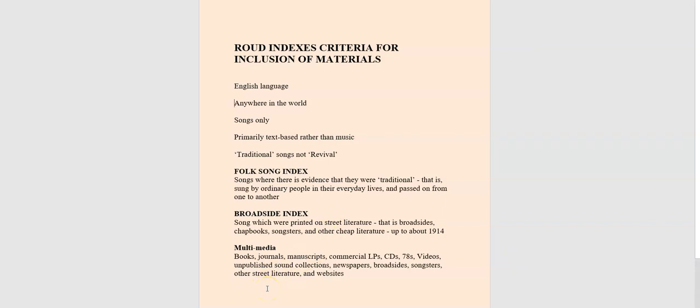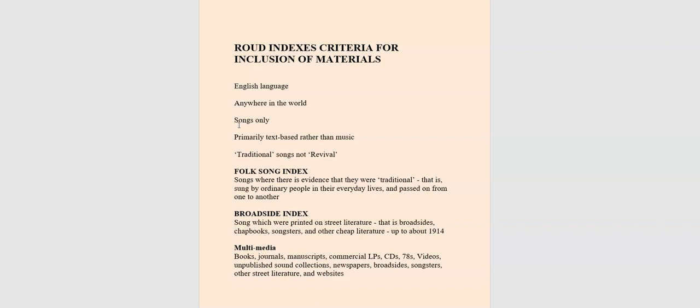The indexes are multimedia in that I index songs in any form that I find them, so books and journals definitely, but also LPs and CDs and newspapers and so on, and unpublished material. To be included, a song has to be in English. You can't index something you don't understand. But it can come from anywhere in the world, in effect the English-speaking world. So Britain and Ireland, USA, Canada, Australia, New Zealand, West Indies, all of that can go in. But as I say, only in English. I only do songs. I don't do instrumental music or dance music. They need a very different approach than the songs do.